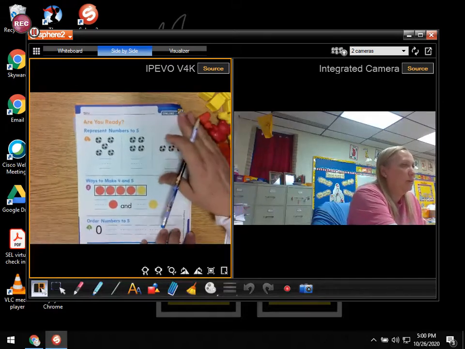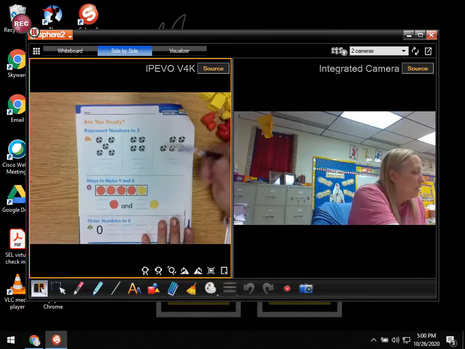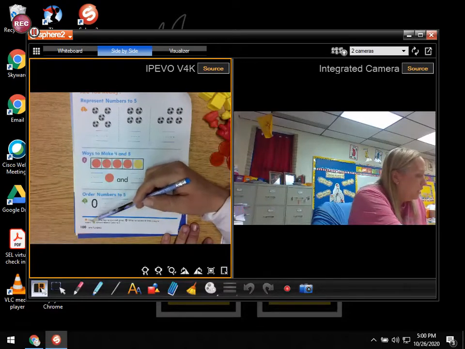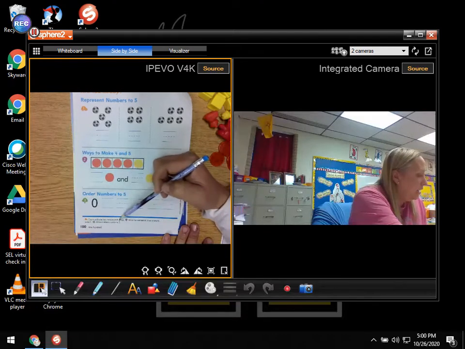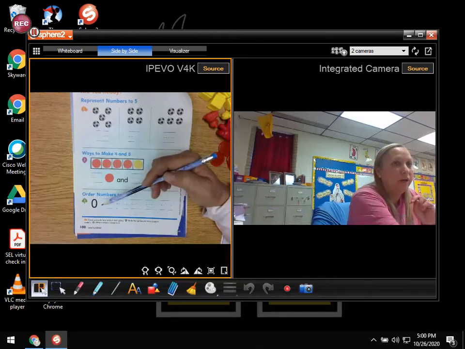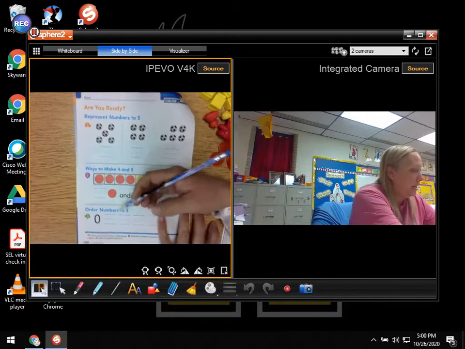All right, let's look at this page. So when we look at the directions down here at the bottom, you're always reading the directions first. For number 1, it says count and write how many in each group. So there's 2 things there. We're going to count them, and then we're going to write how many are in each group.